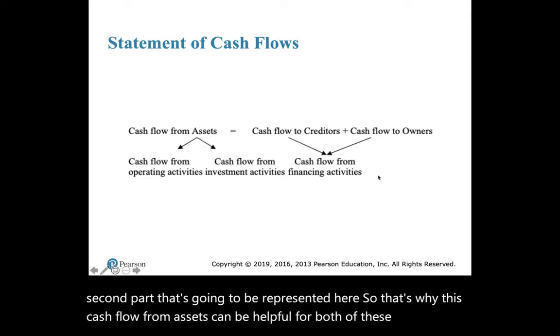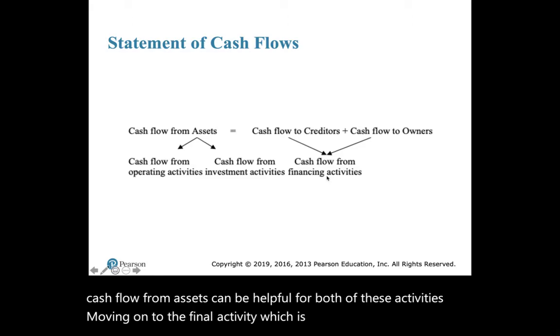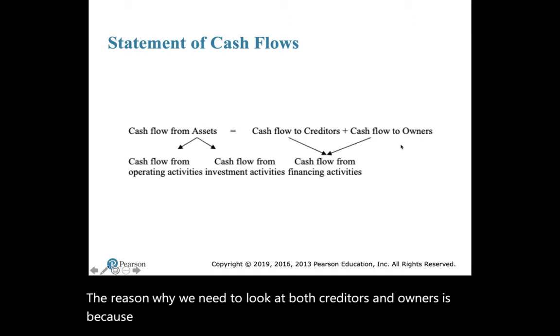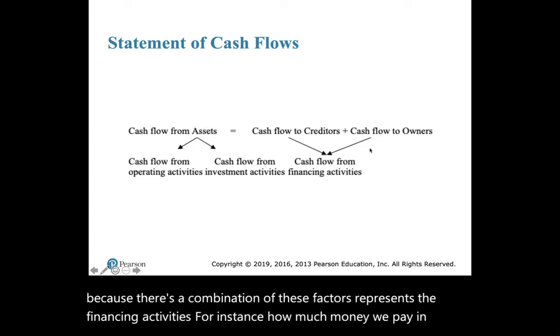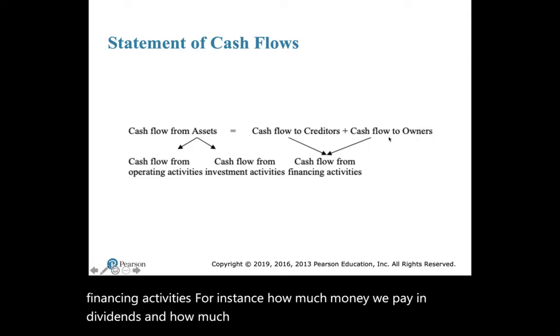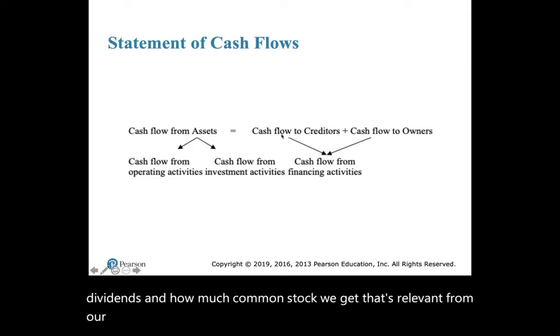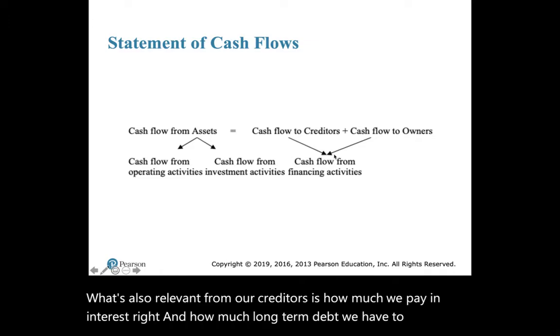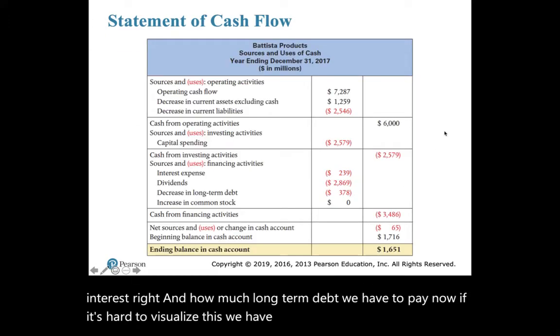Moving on to the final activity, which is the financing activity. The reason why we need to look at both creditors and owners is because a combination of these factors represents the financing activities. For instance, how much money we pay in dividends and how much common stock we get, that's relevant from our owners. What's also relevant from our creditors is how much we pay in interest, right? And how much long-term debt we have to pay, okay? Now, it's hard to visualize this, so we have a nice statement of cash flows, okay?